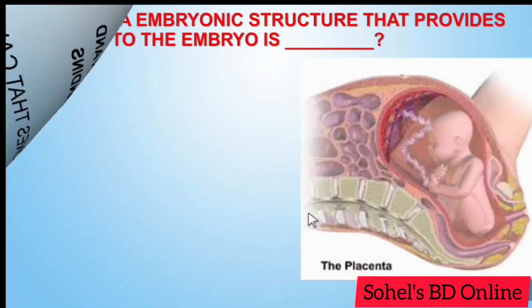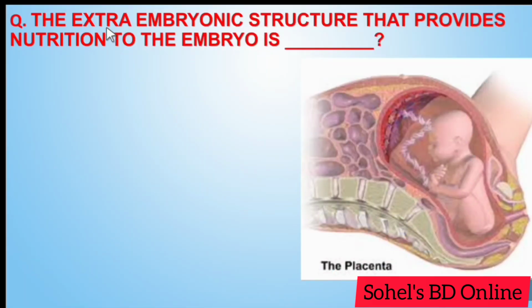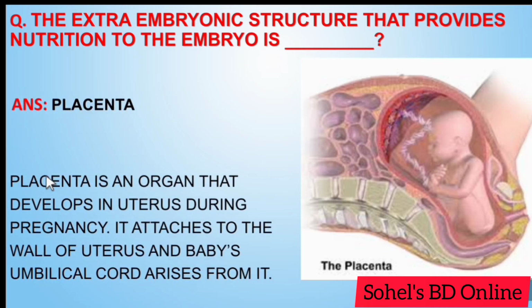Next, the extra-embryonic structure that provides nutrition to the embryo is dash. Placenta. Placenta is an organ that develops in the uterus during pregnancy. It is attached to the wall of the uterus and the baby's umbilical cord arises from it.